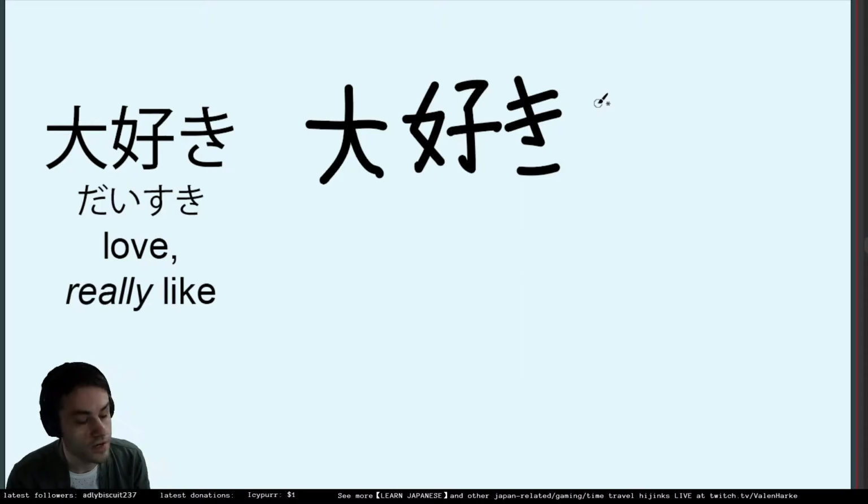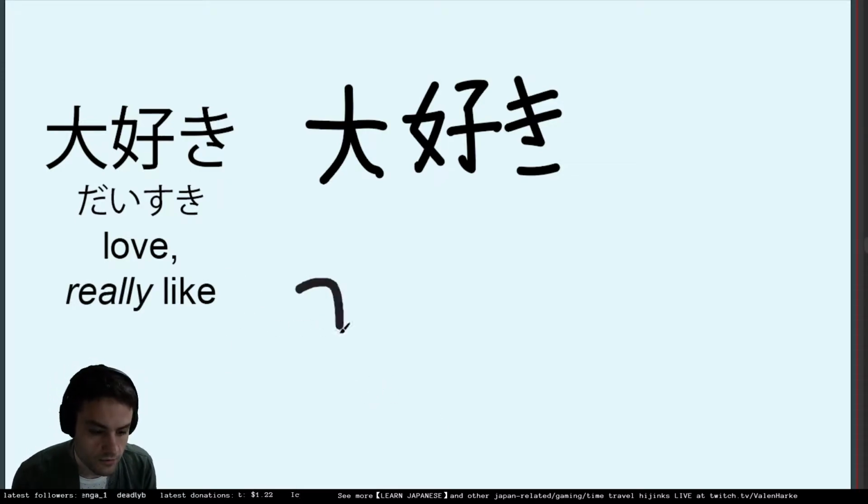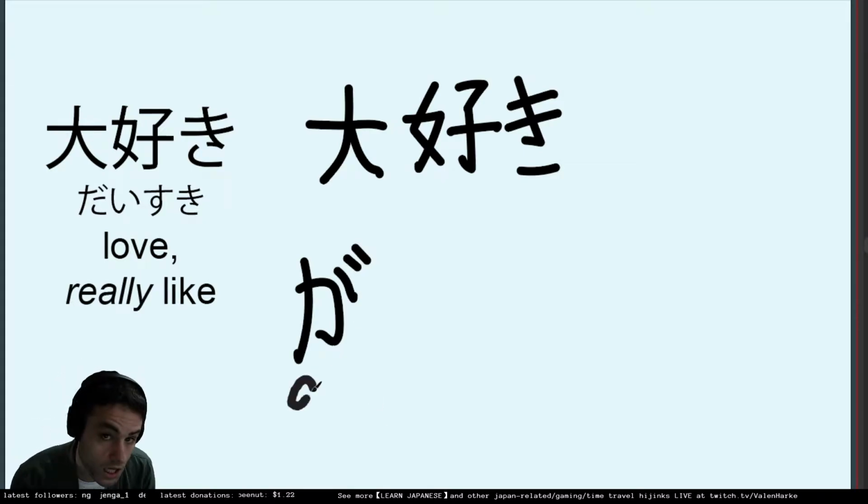So how do you want to say I love something and not sound like a crazy person by using I instead of daisuki? Basically, what's this? Ga.